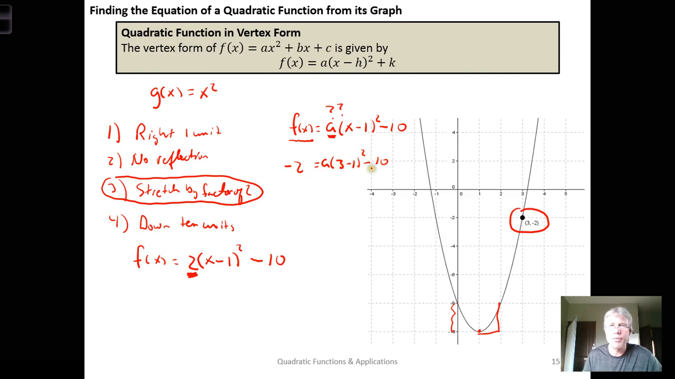And then solve. So I'm going to add 10 to both sides. So I'm going to get negative 2 plus 10 equals a times 3 minus 1 is 2. 2's being squared. 2 squared is 4, so I get a times 4. Negative 2 plus 10 is 8. Get a by itself by dividing both sides by 4, and that gives me 2 equals a, so we replace the a with the 2 that we see right here. And that's how we get the equation of our function using the graph.